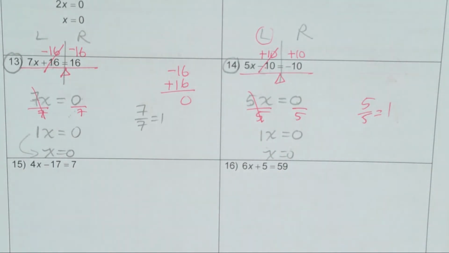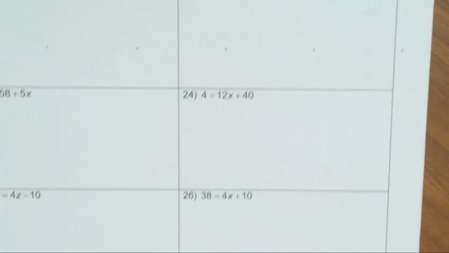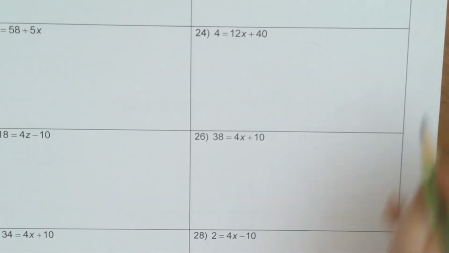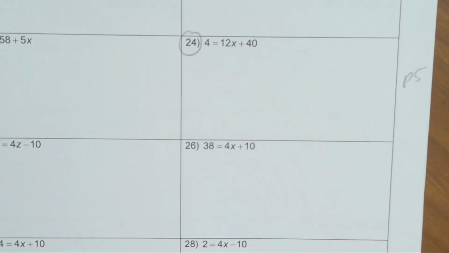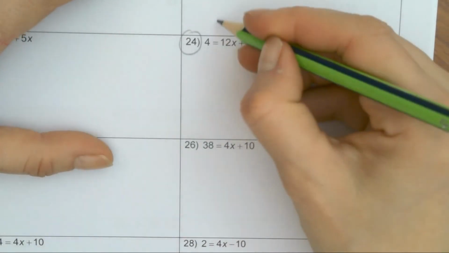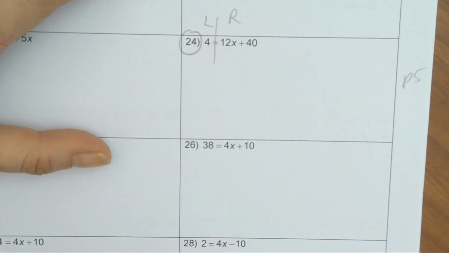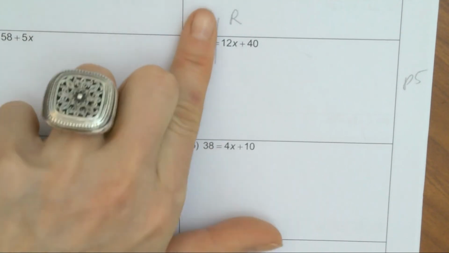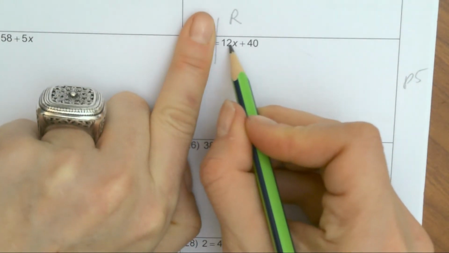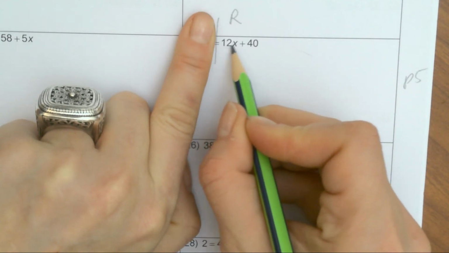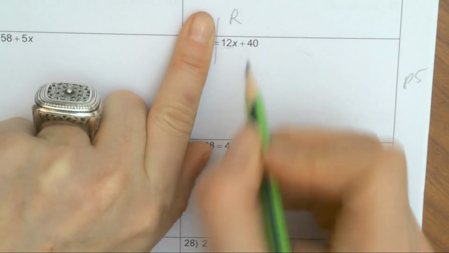Let's go to the next page. Let's do question 24. We're on page 5. Okay, so we have to solve this equation. We cut it at the equal sign to make a left and a right. What side is the x on? The x is on the right side. The 12 is like my best friend because he's close to the x, and the neighbor's kind of far away. So I always have to get rid of the neighbor first.